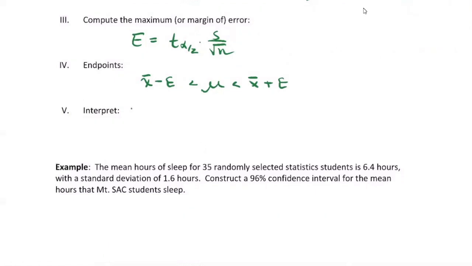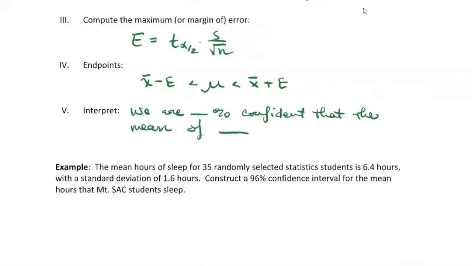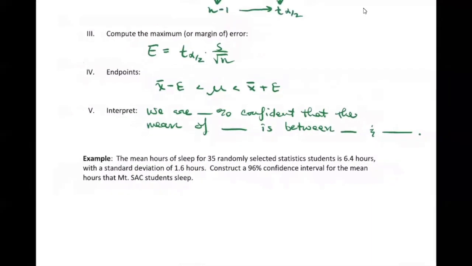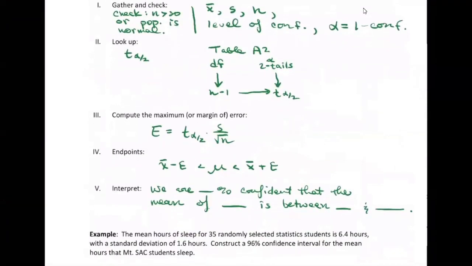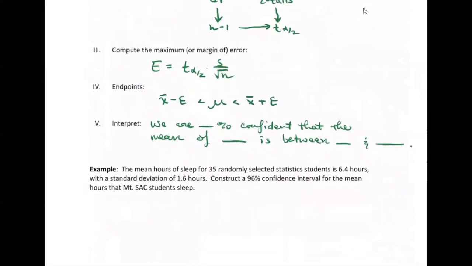We had said we are a blank percent confident that the mean of something is between two numbers, blank and blank. Okay, so it's super easy. And honestly, you'll feel like you're doing the same thing as the last lesson. So let's just do one real quick.